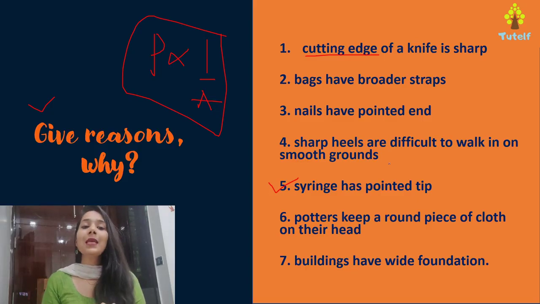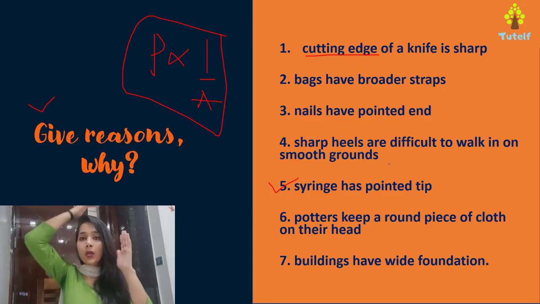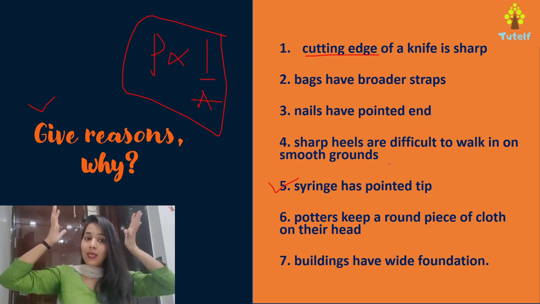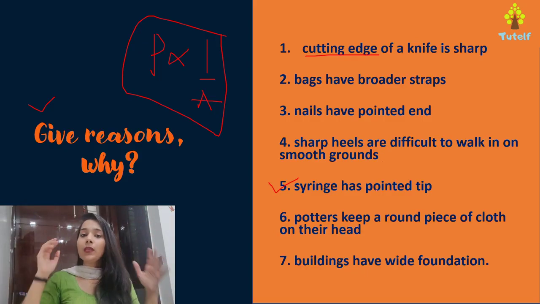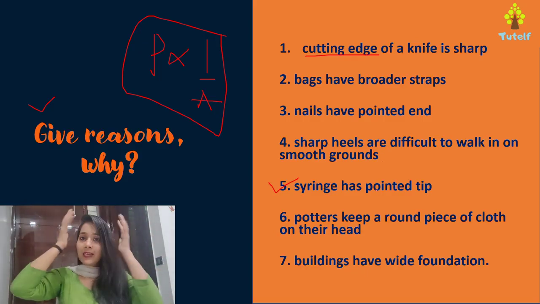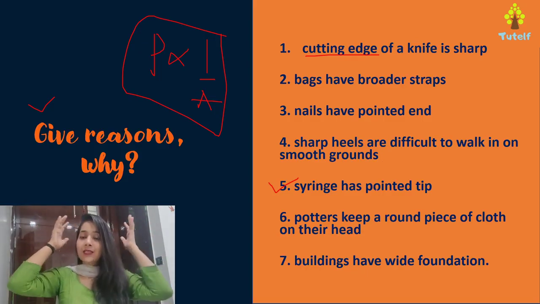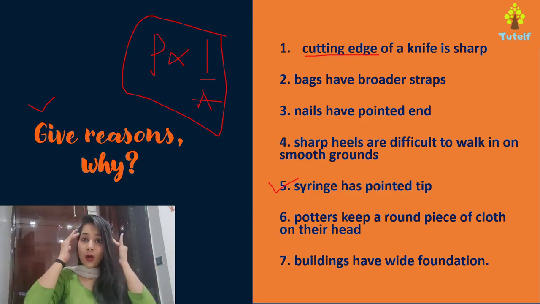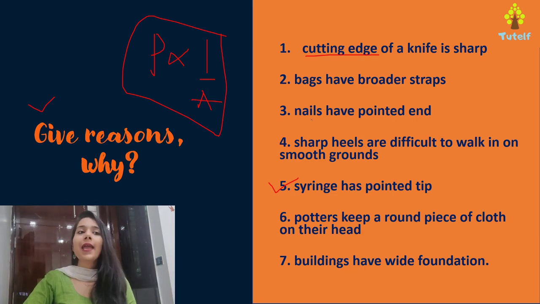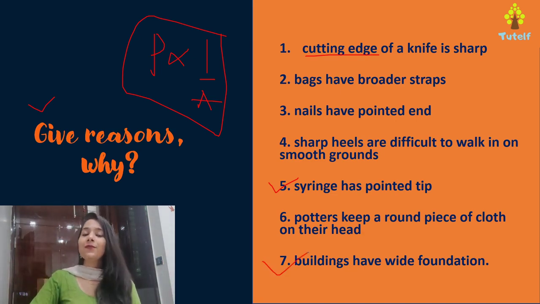Next, potters keep a round piece of cloth on their head. Now potters tend to keep a round piece of cloth, and above that they keep their luggage. This is because when they put the piece of cloth, they are increasing the surface area. As the surface area increases, the pressure applied on their head would be less, since area is inversely proportional to pressure.